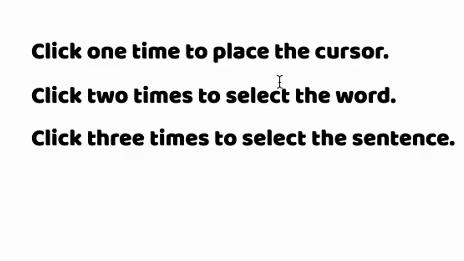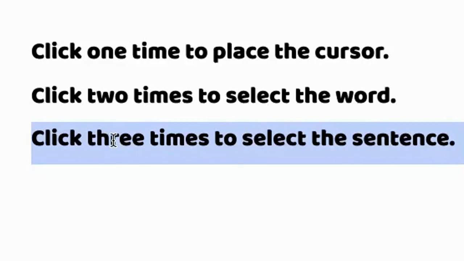Now, if you put your cursor over a word, and let's look down here where it says click 2 times to select the word. If you click your mouse twice fast, you will see that the whole word is selected. So try that. Click twice and see the whole word get selected. Now let's look down here to click 3 times to select the sentence. If you click 3 times on a word quickly with your mouse pad, you're going to select the whole sentence. And this becomes really useful.